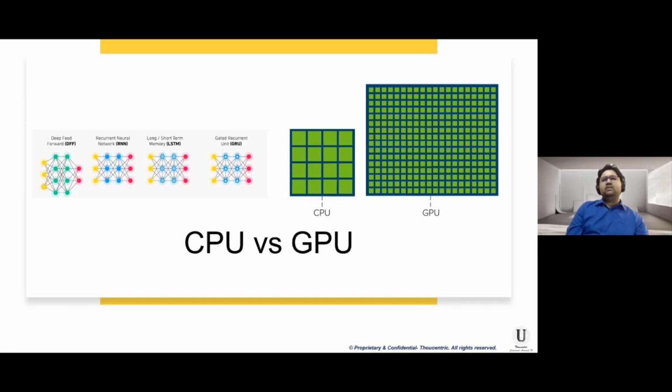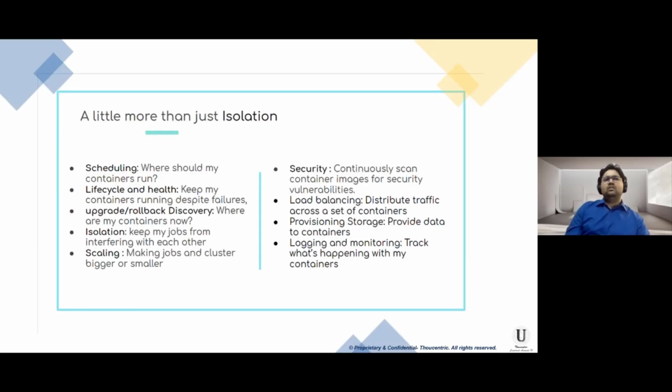While on the other hand, this could be just one application that is running for some time. My application, like the APIs which are consuming the model, needs to be running multiple instances to serve different users, and they need to scale automatically in auto scalability scenarios. So what we need is probably a little more than isolation. We need to worry about how and where my containers should run, the life cycle and health of my containers, rollback and disaster recovery. How do we scale?